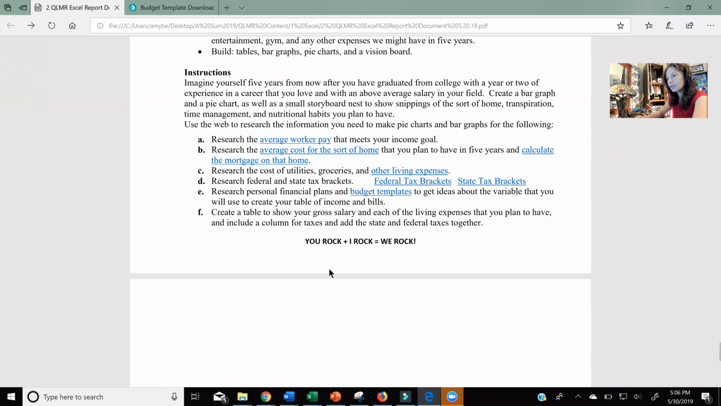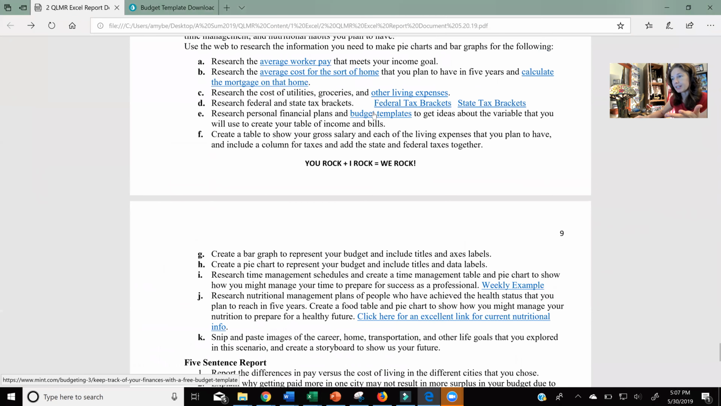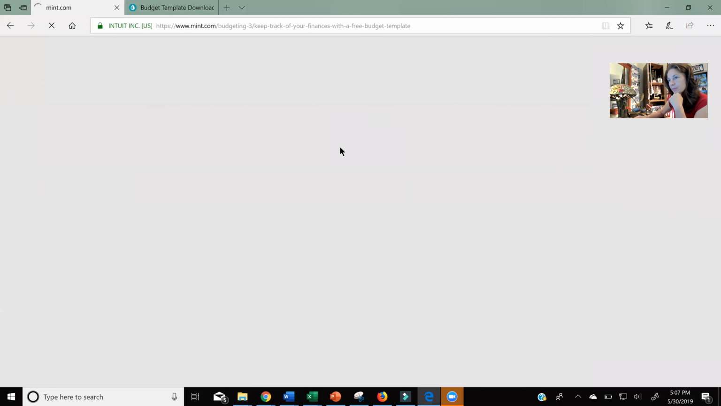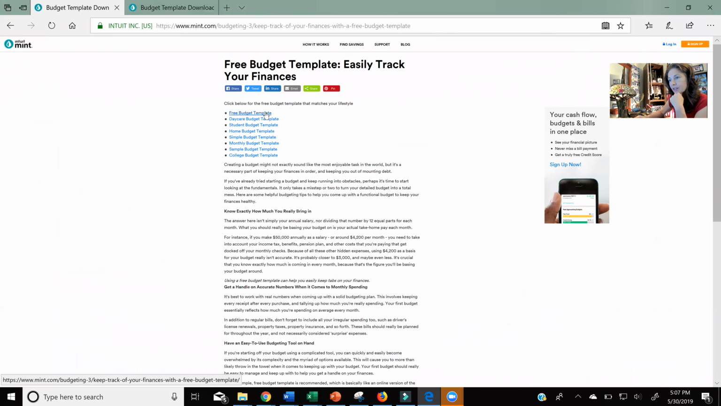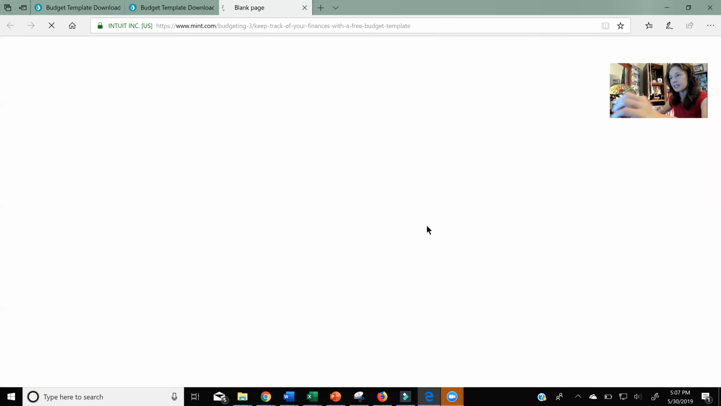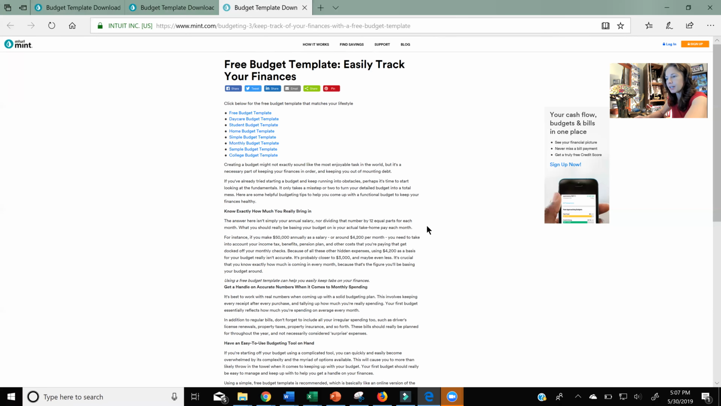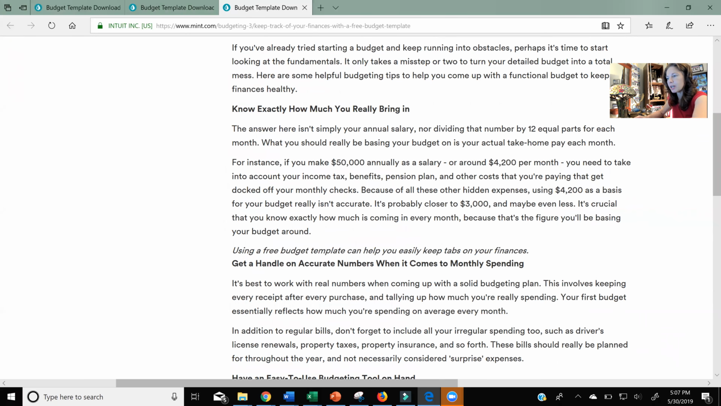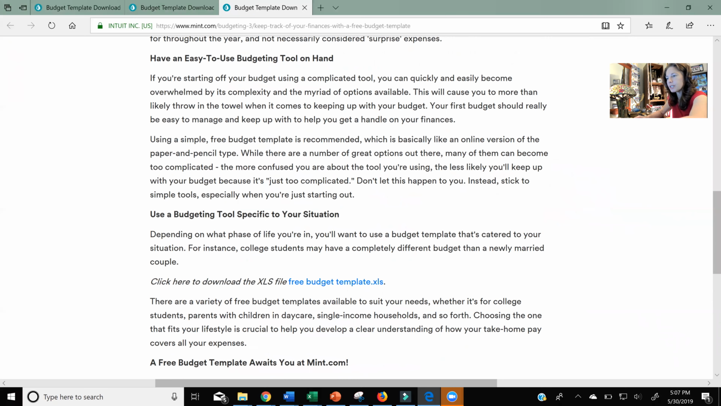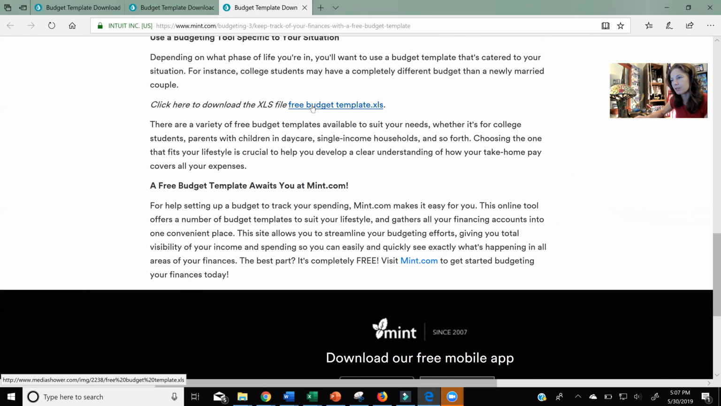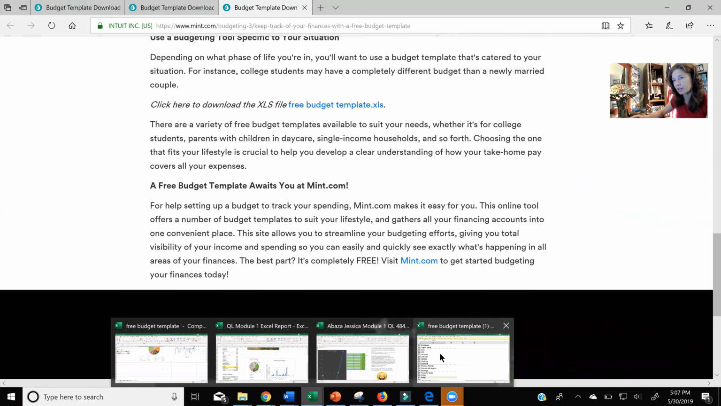All right, and then the other things on the document for you to look at are a budget template. So this is where I got my budget template. I just clicked here. You could click on free budget template, which you don't even need to click on because that's actually what this page was. But then you scroll down almost to the bottom and see where it says free budget template. You just click that and it will download this onto your computer.